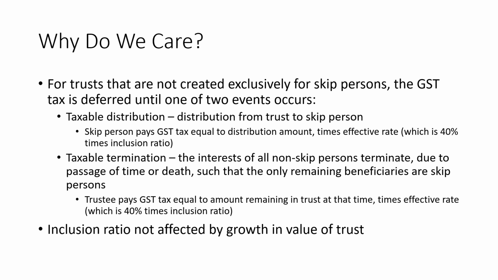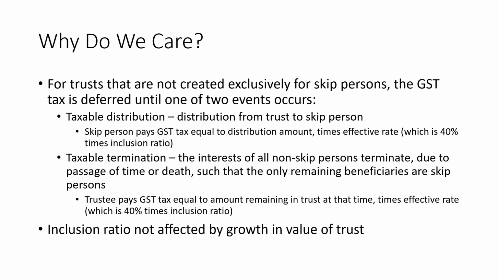Now, in the case of the taxable distribution, the skip person would have to pay tax on that, which is 40% times the inclusion ratio, which is your rate, times the distribution amount. Now, if the inclusion ratio is 0, then you have a 0% tax there, and that's good news for the skip person. And in the taxable termination, the trustee would have to pay a tax equal to the value of the trust at the time, times the rate, which is 40% times the inclusion ratio. So once again, with a 0 inclusion ratio, you get a 0% tax.